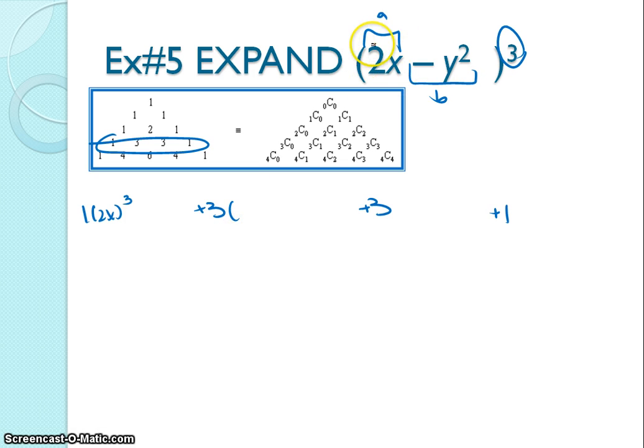3 times the first term, 2x, decrease the exponent by 1. And then we have minus y squared to the 1 power. And then we have the first term, which is 2x to the 1 power, and then minus y squared. And we're increasing the y's, so that becomes y squared, plus 1 times 2x to the 0, which we don't need to write, minus y squared to the 3rd power, because the y's were 1, 2, 3.